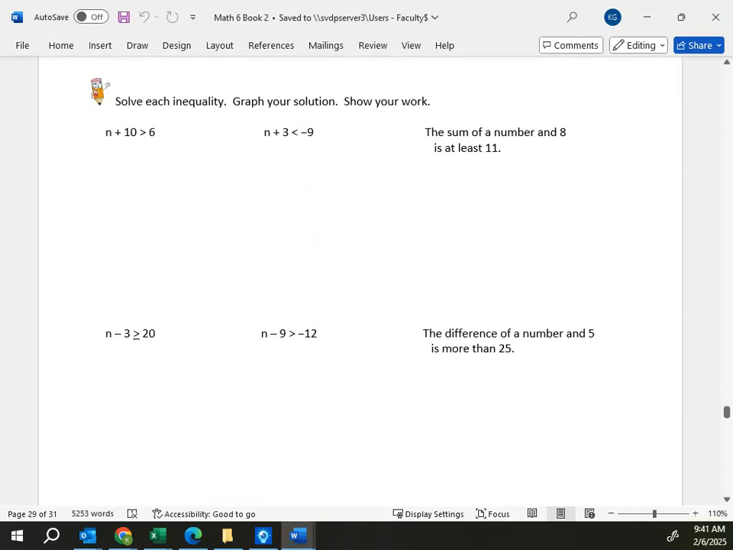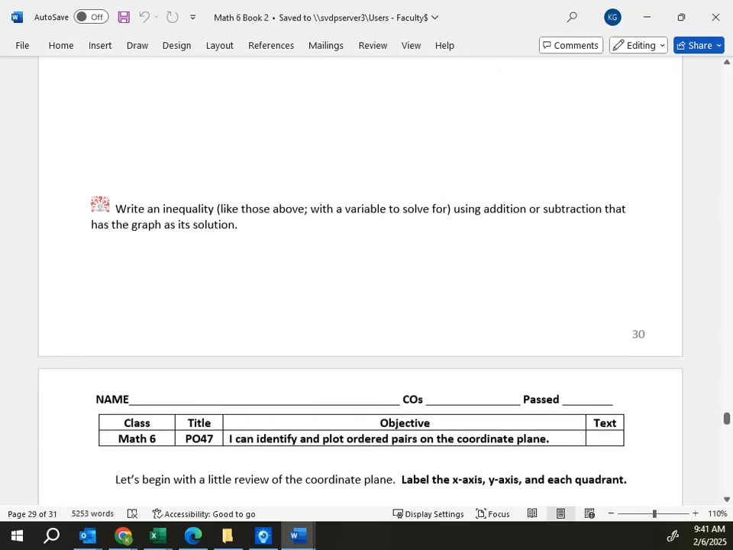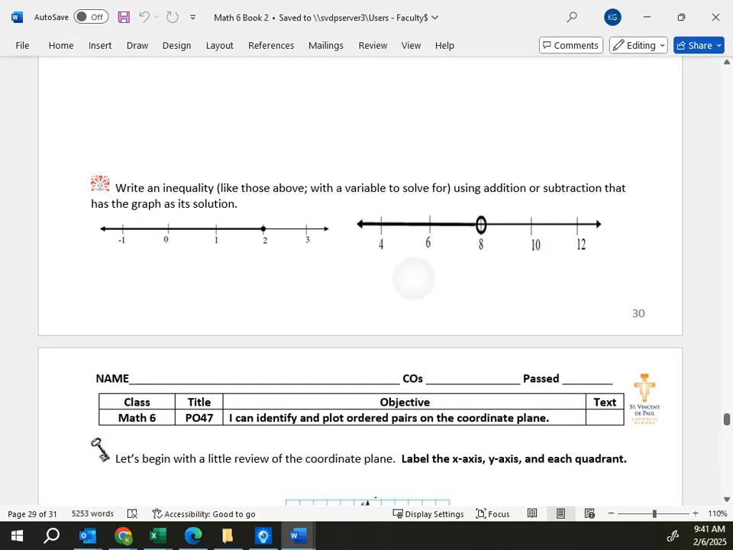Solve each inequality, graph your solution, show your work. Oh, it's the same stuff. So you're doing the same math on your second page. And then down at the bottom, it says write an inequality like those above with a variable to solve for using addition or subtraction that has the graph as its solution.